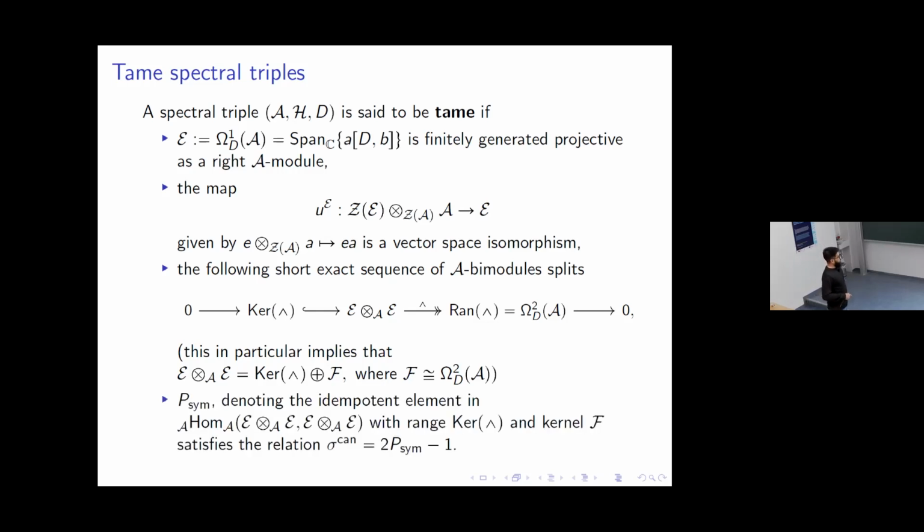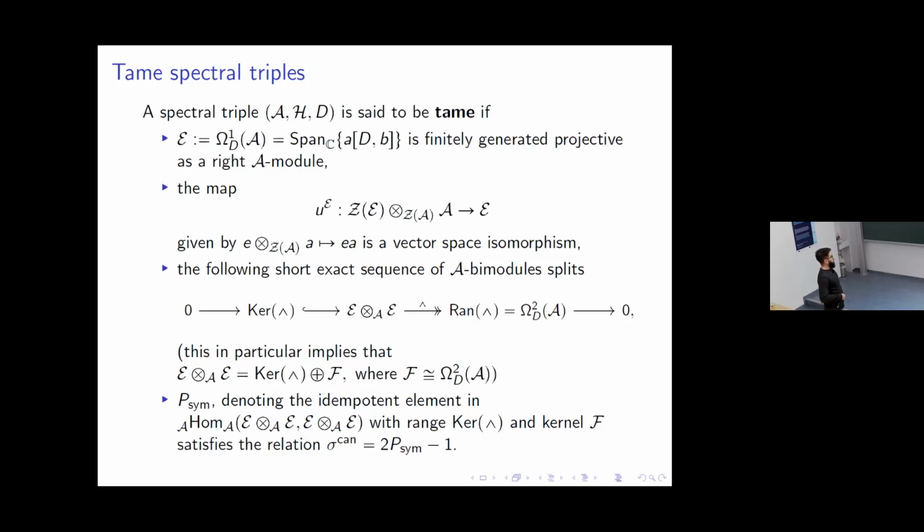From this, because of the split over here, we can in fact consider an idempotent map which has the range as kernel of wedge and its kernel is F. We denote this by P sim. It is also because this exact sequence is that of A bimodules. This P sim is a bimodule map from E tensor E to E tensor E.